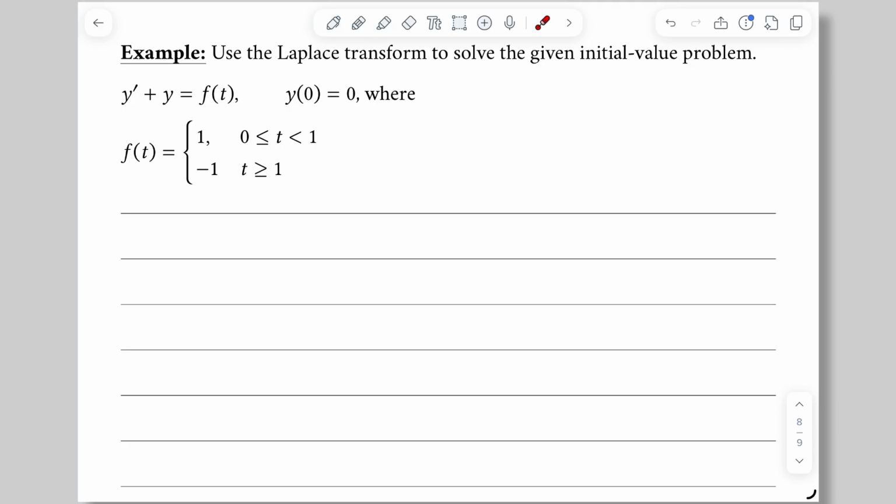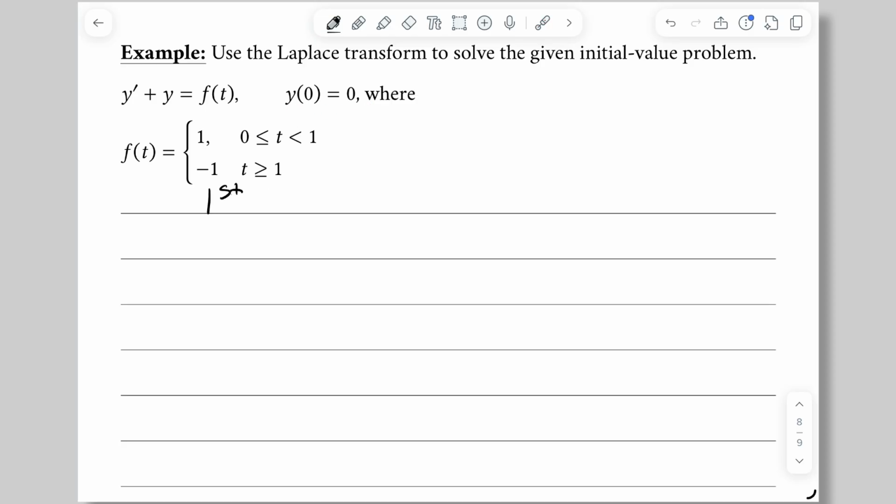Use the Laplace transform to solve the initial value problem. y prime plus y is equal to f of t, where f of t is the piecewise function 1 for t between 0 and 1, and negative 1 for t greater than or equal to 1. An initial condition is given: y of 0 is equal to 0.